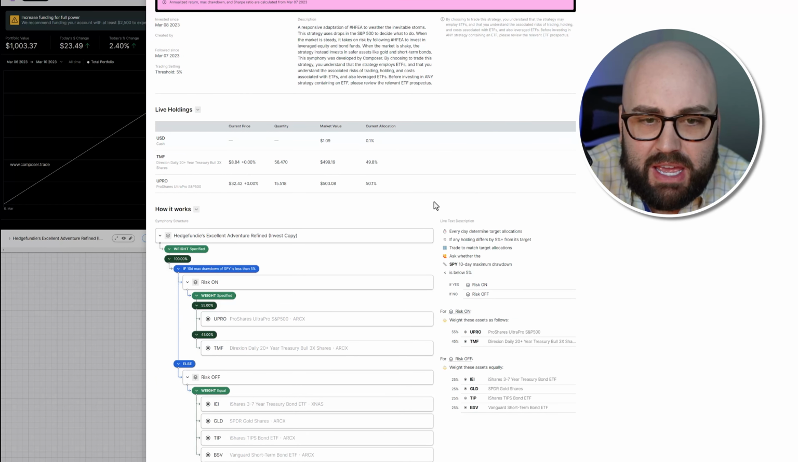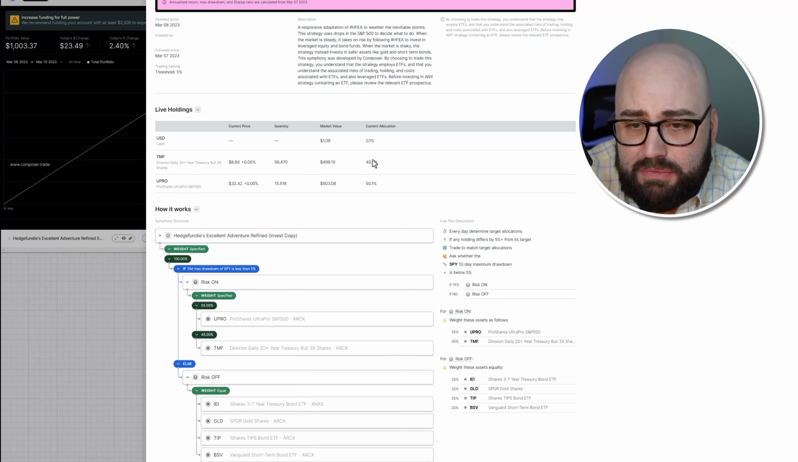So in this case, we've got a little bit of cash. We've got the Treasury, some Treasury shares in TMF. And then we've got the Ultra Pro S&P 500 ETF. And really what it's doing is it's breaking it down 49, should be 50-50.